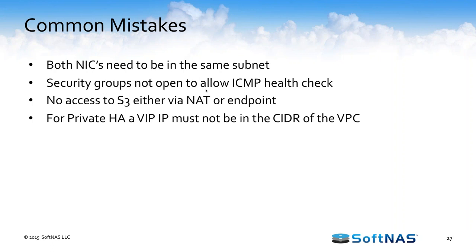So if your CIDR is 10.0.0.0/16, then you need to pick a virtual IP address that doesn't fit within that subnet. So say 50.0.0.1 would work in that particular case, or whatever works for you best. But it cannot fall within the CIDR block of the VPC, or the route failover mechanism that we're leveraging will not function properly.